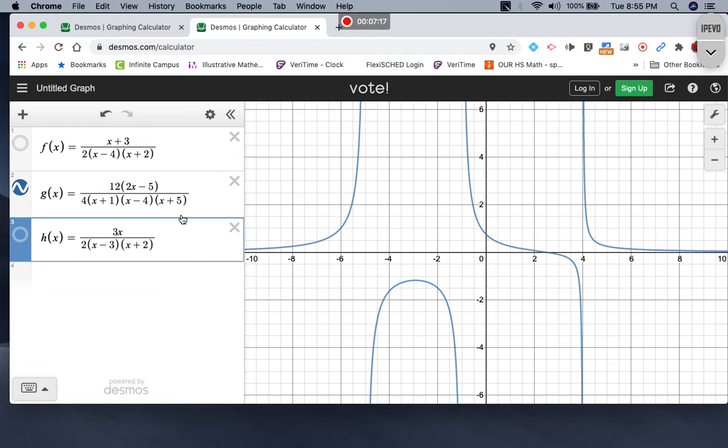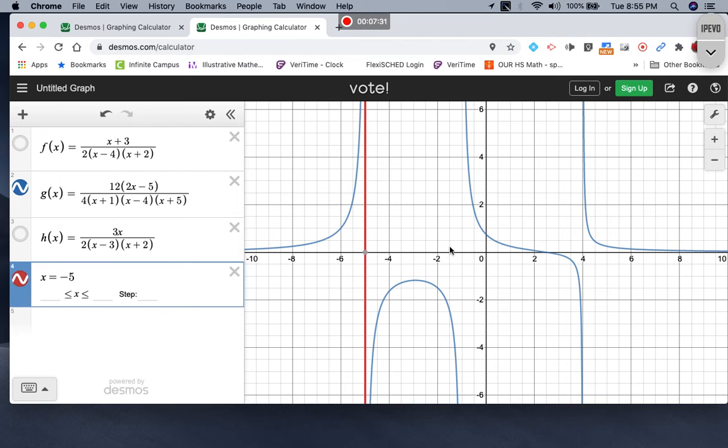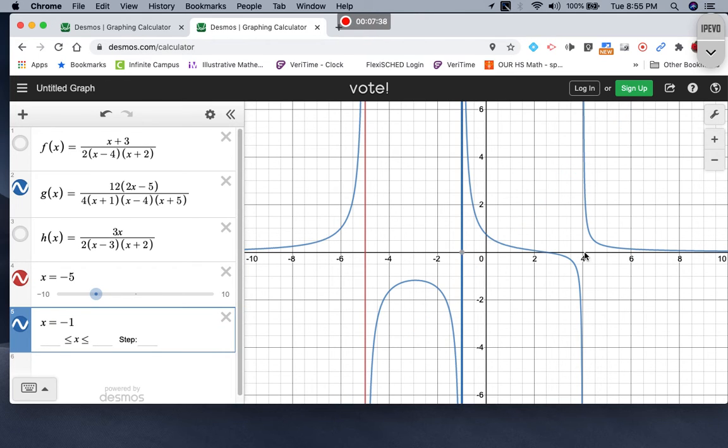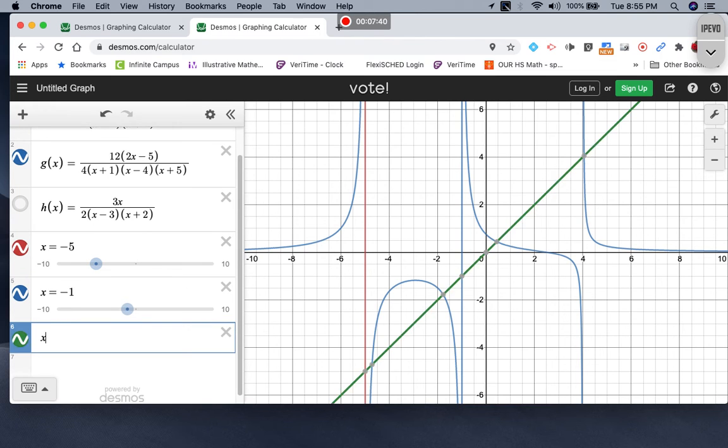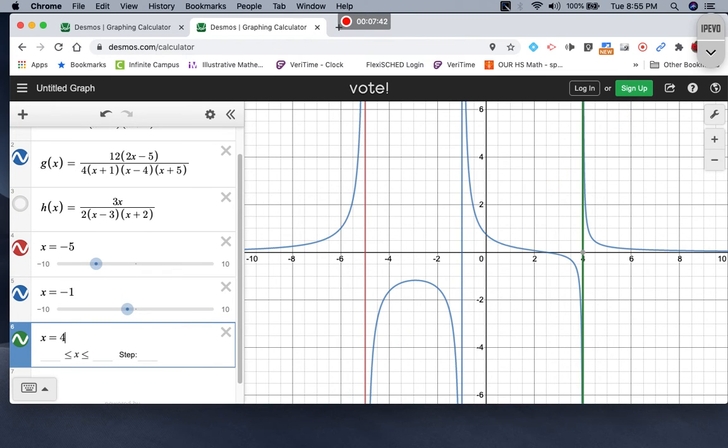If you look at this one, this one got all sorts of weirdness. But where is the weirdness happening? It's happening here at, looks like, negative 5. It's happening over here at negative 1. It's happening over here at 4 again. What's special about negative 5, negative 1, or 4?